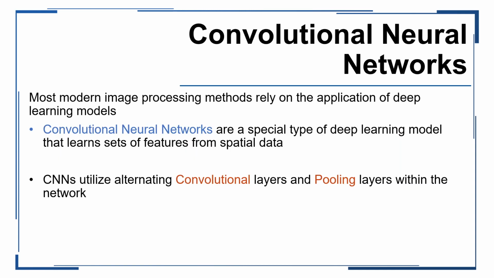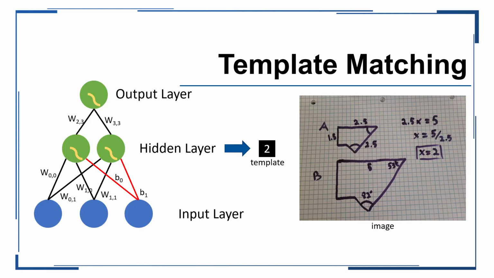So convolutional neural networks are a special type of deep learning model which learns sets of features from spatial data. That is the positionality of data points within a particular data set. These types of models utilize two types of layers within the network. Convolutional layers learn sets of filters that can be applied across an image, while pooling layers attempt to use that information from the filters to identify composite features.